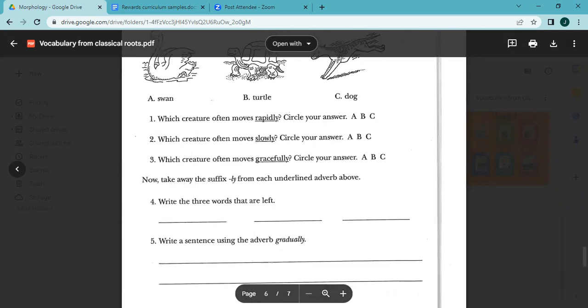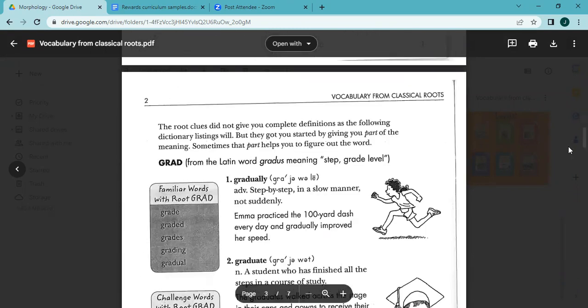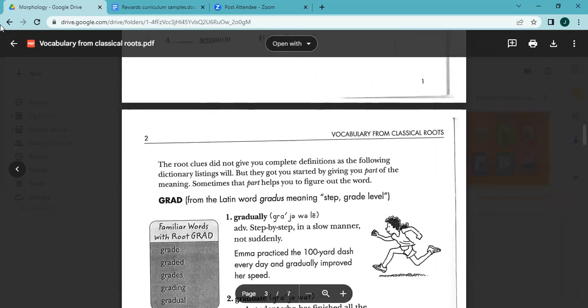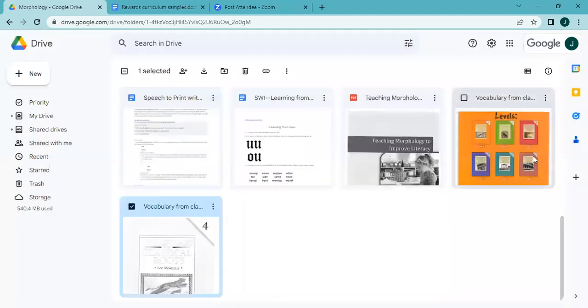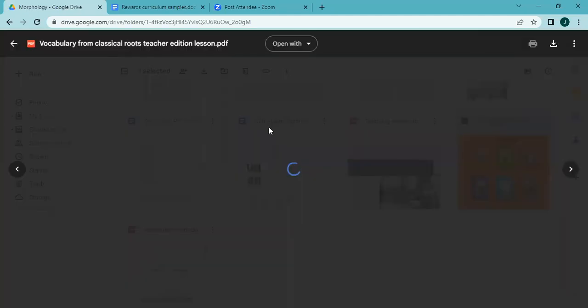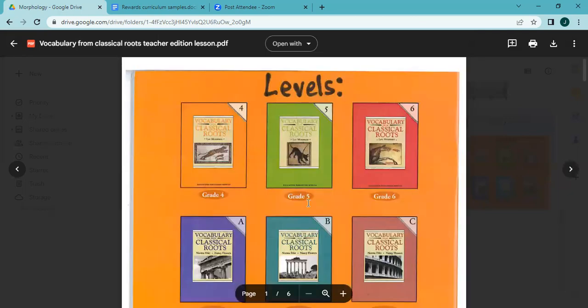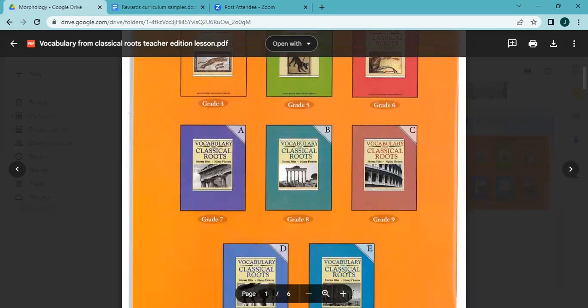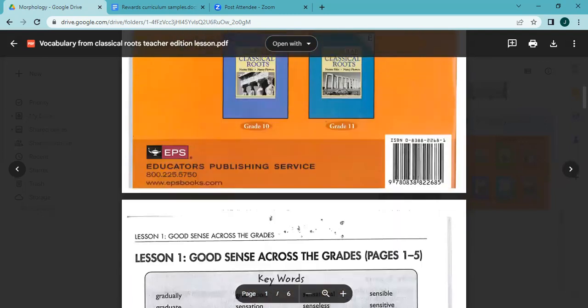So it's a workbook, and from these I would just have these be our guided spelling words, like gradually, graduate, graduation. The kids would leave with their packet, and then those would be the guided spelling words for the next week. This is also that, but it's the teacher's guide, and then I got this from somewhere. These are the levels that they have. So the more traditional levels of morphology instruction, grades 4 and up.